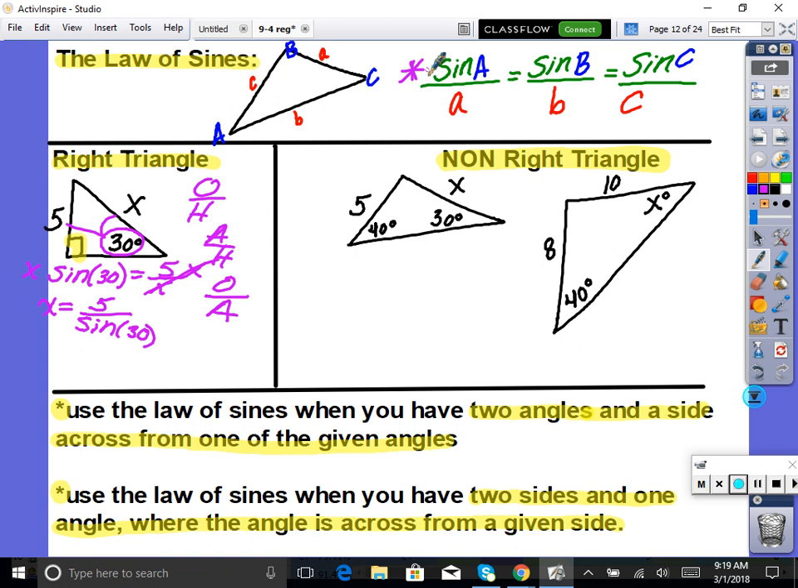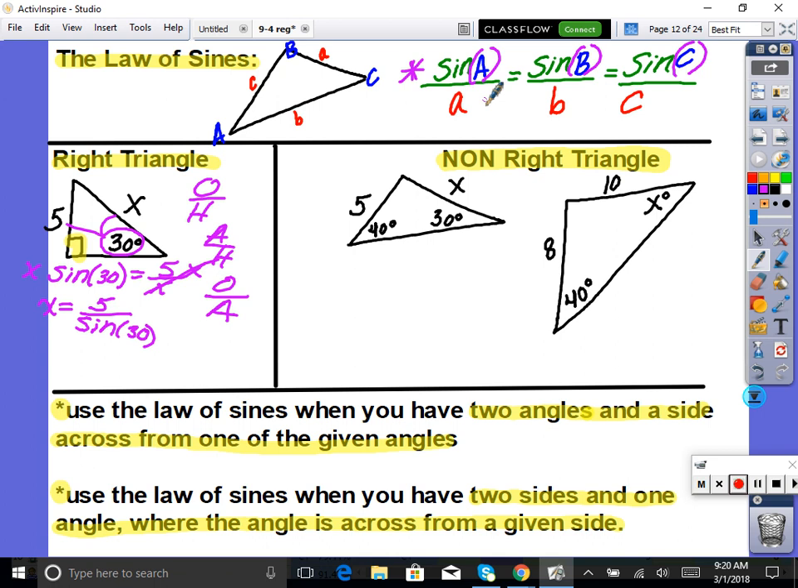So first of all, while you're writing it down, they always write angles as capital letters. So this is literally saying sine of angle A, technically in parentheses, divided by side A equals sine of angle B divided by side B equals sine of angle C divided by side C. Now we only ever set up 2 of these. So literally we would just not put this one in, or we could not put this one in and set up this, or not put this one in and set up this. We're not going to use all 3, but all 3 are equal to each other.